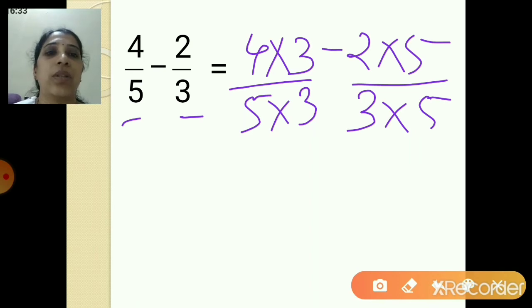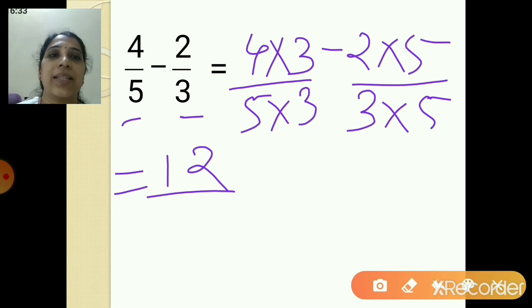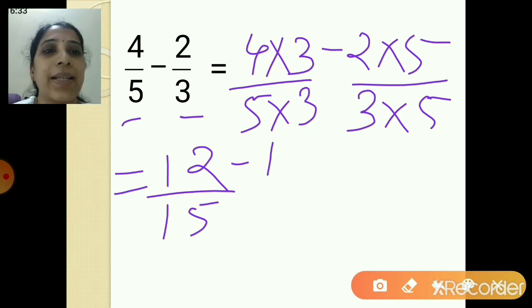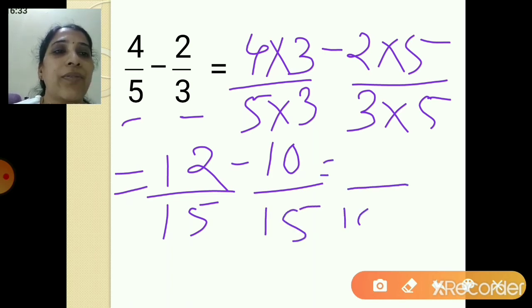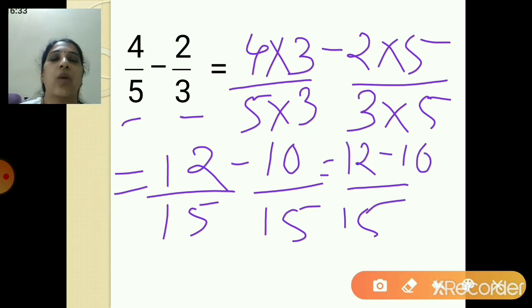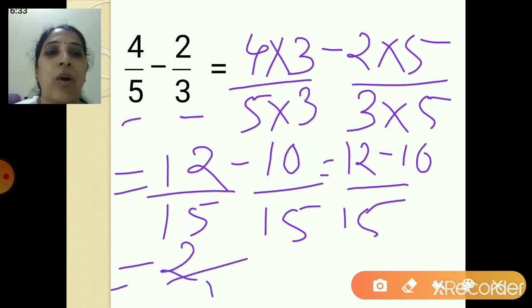So what is 4 threes? 4 threes are 12. And what is 5 threes? 5 threes are 15. Minus, what is 2 fives? 2 fives are 10. And what is 3 fives? 3 fives are 15. So you will put a common denominator as 15 and then write 12 minus 10. So what is 12 minus 10? It is 2. 2 upon 15 is your answer.